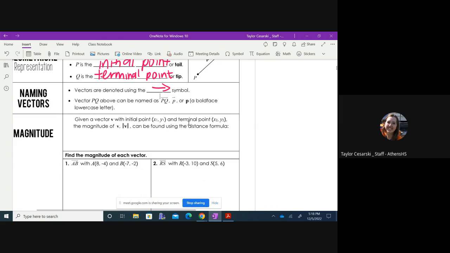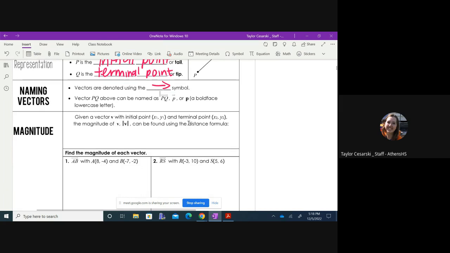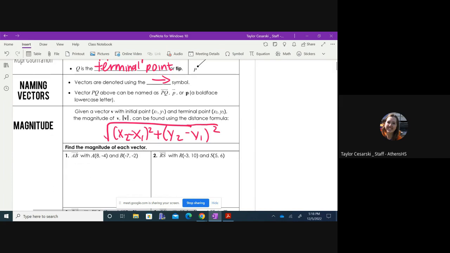All right, so given a vector v with points x1, y1, and x2, y2, you can find the magnitude or the length by using the distance formula. And remember, with the distance formula, it doesn't matter what order, you just have to keep it consistent. So we'll do one example here, but the distance formula should be familiar to you.